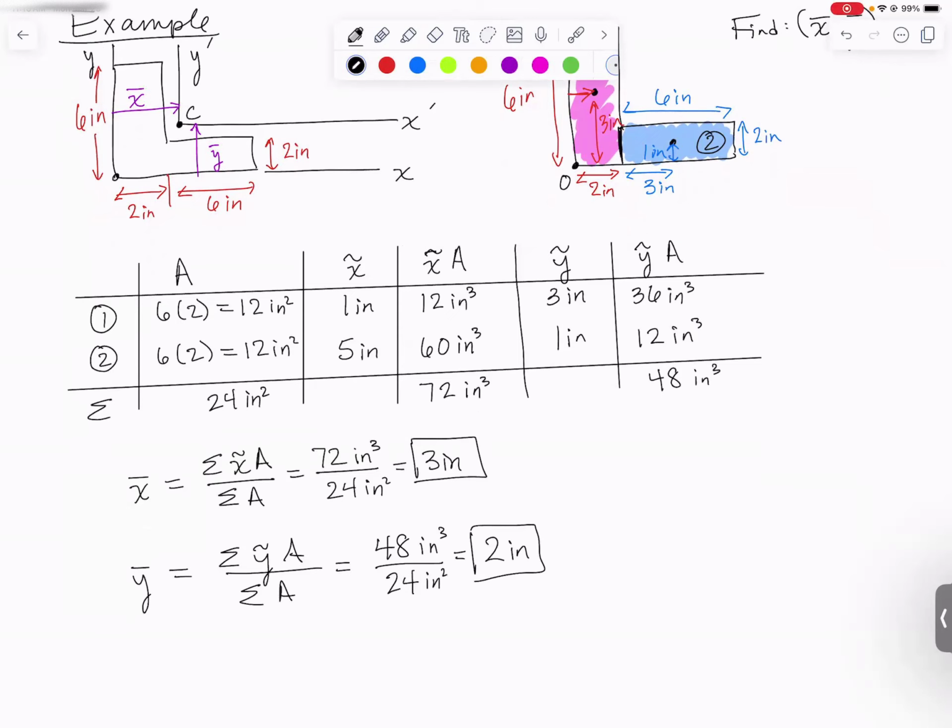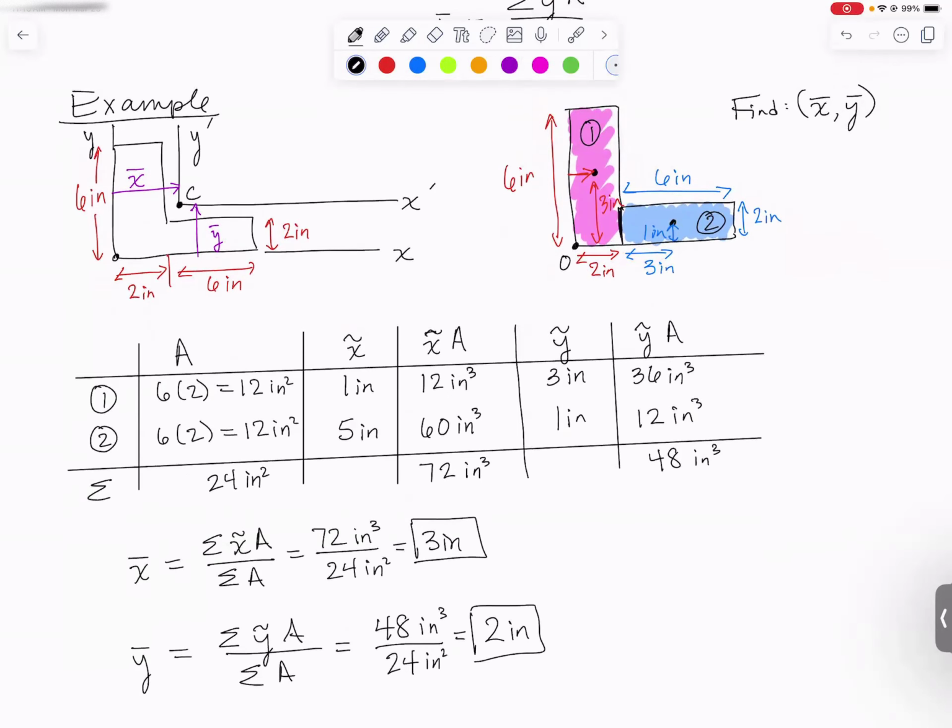And again, looking at kind of a sanity check here, since one of my centroids was 1 inch up, the other one was 3 inches up, it makes a whole lot of sense that the actual total centroid would be in between the two.